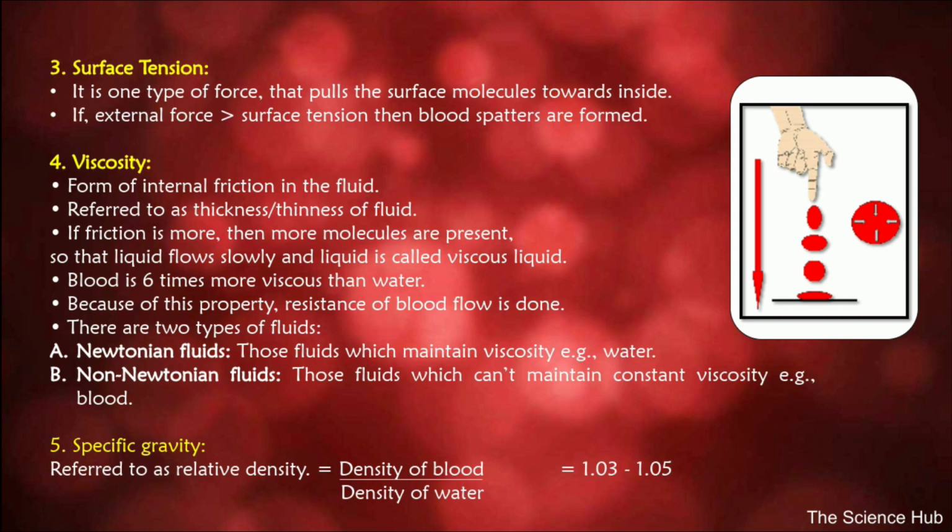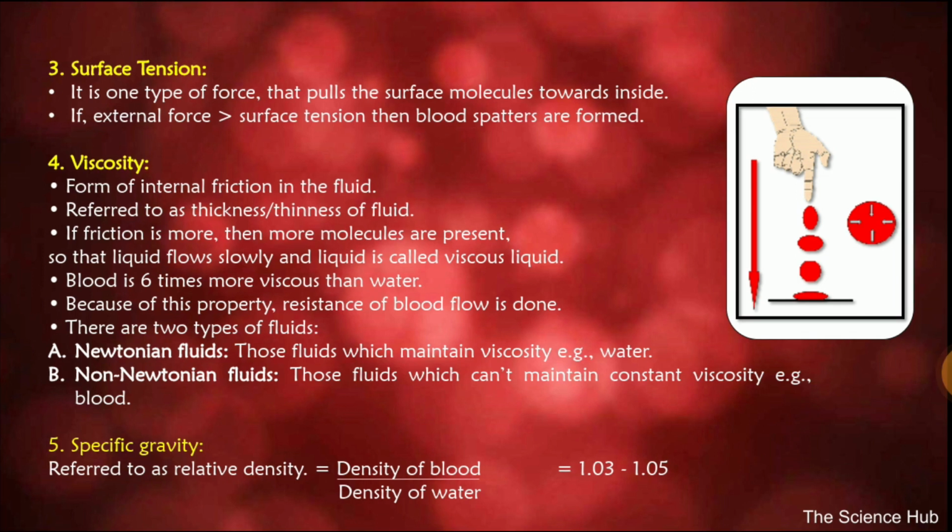Blood is 6 times more viscous than water. Because of this property, blood flow often shows some resistance. On the basis of their viscosity, fluids can be categorized into Newtonian and non-Newtonian fluids. Newtonian fluids are those fluids which maintain a constant viscosity, for example water, whereas non-Newtonian fluids are those which can't maintain viscosity at a constant rate, for example blood.